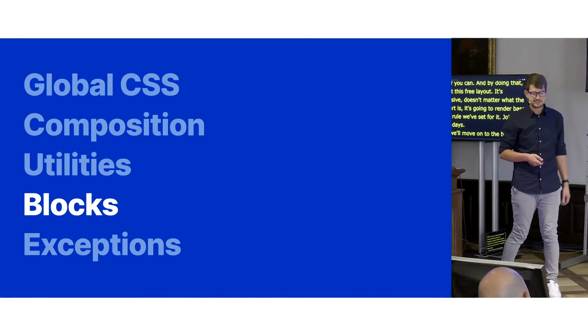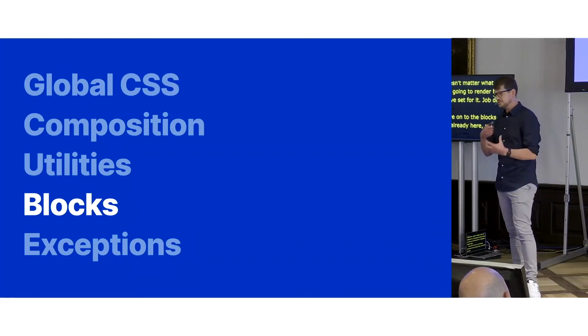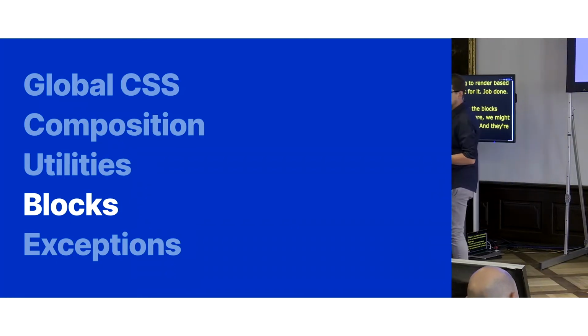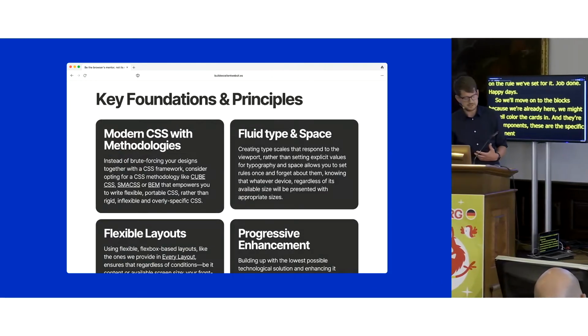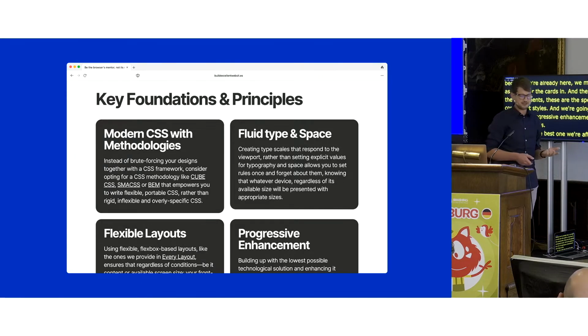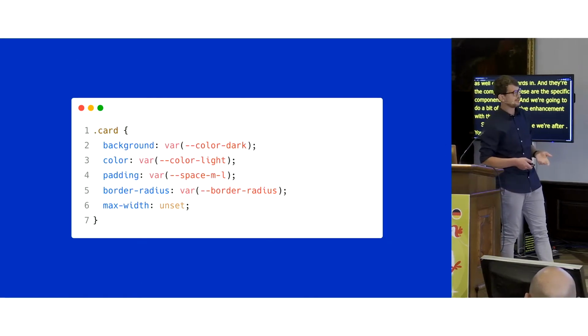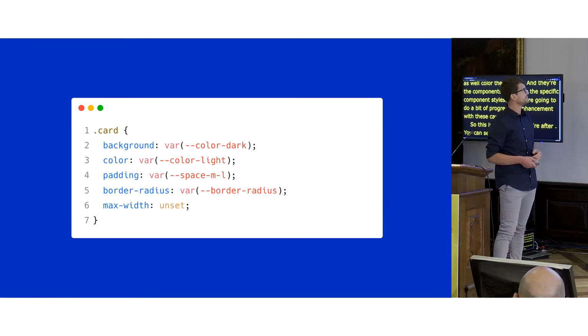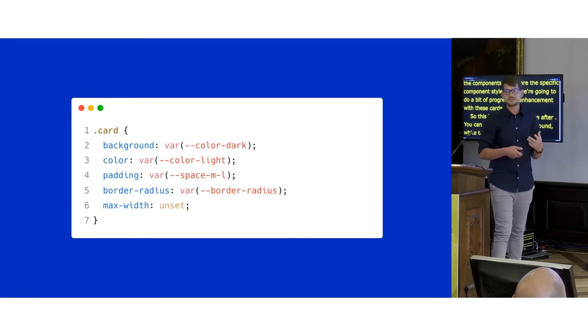So we'll move on to the blocks, because we're already here, so we might as well color the cards in. And they're the components, right? These are the specific component styles. And we're going to do a bit of progressive enhancement with these cards. So this is the baseline that we're after. So you can see, black background, white text, easy peasy, right? So we'll do that first. That's easy.